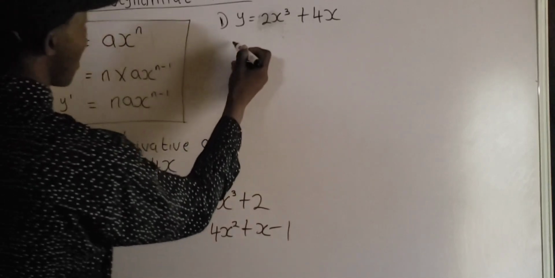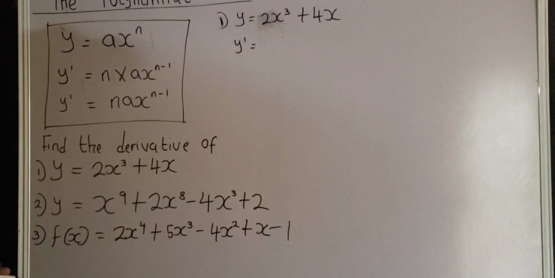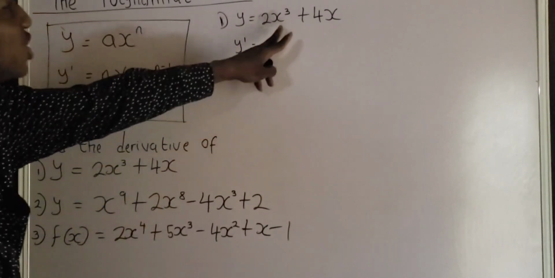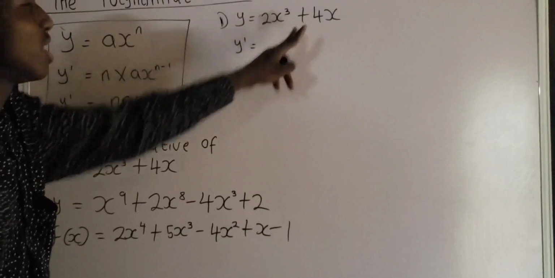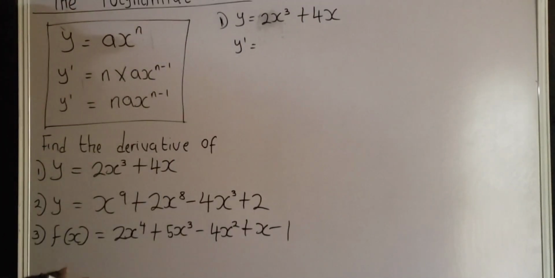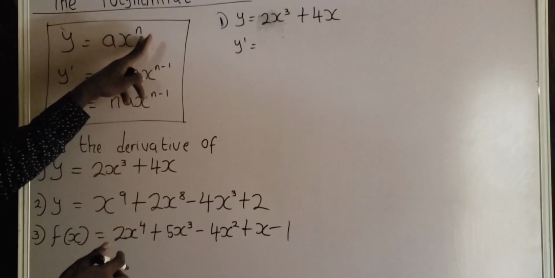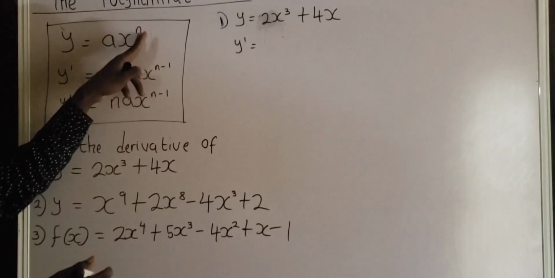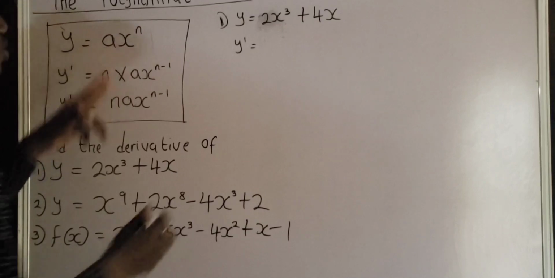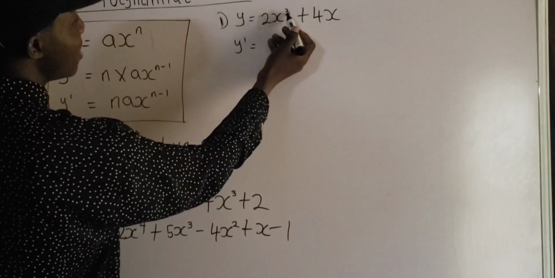The derivative of y is equal to, don't forget that we are going to differentiate each term in the polynomial function one by one. So let us differentiate 2x raised to the power of 3. Now, in order to differentiate 2x raised to the power of 3 using the polynomial rule, don't forget that the power to which x is raised will multiply the coefficient. So x is raised to the power 3. Are you getting it? So 3 will multiply 2.